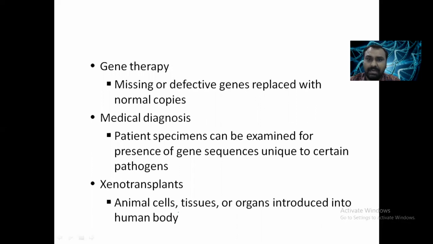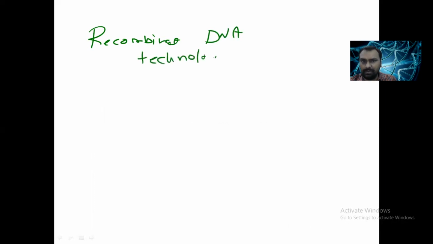We can make the medical diagnosis with the help of PCR. We can make the xenotransplant, animal cell, tissue, or organ introduced into the human body. So all are this recombinant DNA technology. Okay, I will make separate video on blotting techniques, PCR, RFLP. You can watch this also.